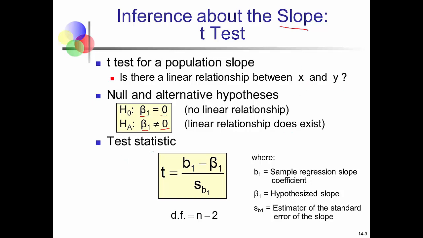The test statistic looks much like the test statistics we've used in the past. We take our observed value from our sample, so this will be the slope coefficient that we get in the regression model, minus the hypothesized value for that population parameter, divided by the standard error for that slope. Because we have to estimate two values, our degrees of freedom are n minus 2.